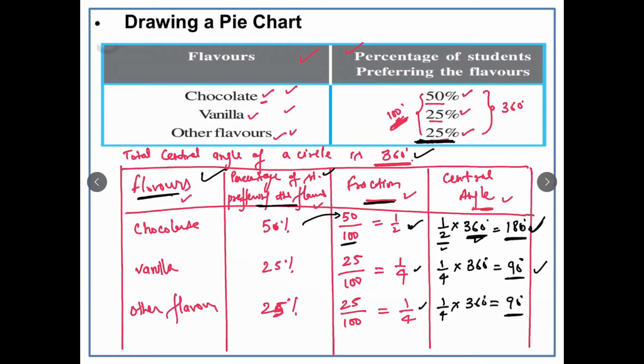Okay, you can simply see that we are given this table in which we are given information: flavor, and the percentage of students who like a certain flavor. So you will always draw the first two columns of the given information, the third one will be fraction, and the fourth one will be central angle, and these first two are given. Okay, so that's how we draw a pie chart for any given data.